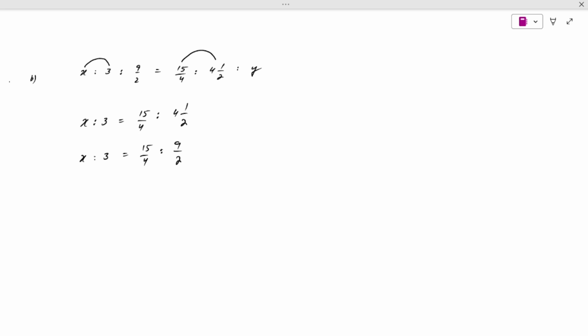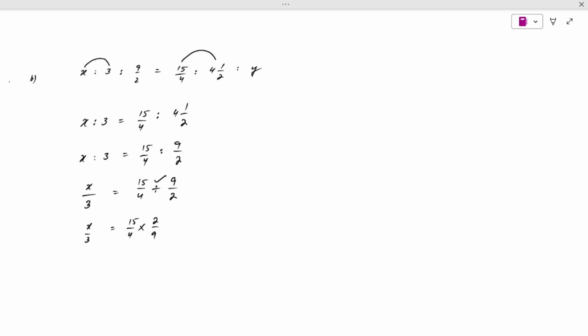So converting this ratio into fraction, we get x divided by 3 equals 15 over 4. I am now going to convert this ratio into a fraction, but as division, divided by 9 over 2. If we convert this division into multiplication, we make the next term reciprocal, that is x over 3 equals 15 over 4 times 2 over 9.